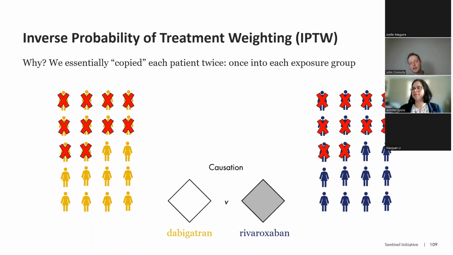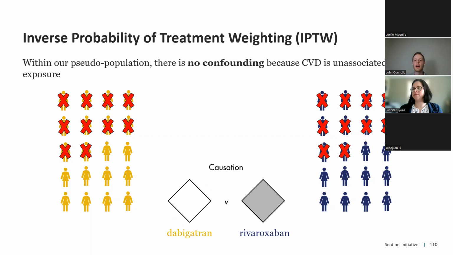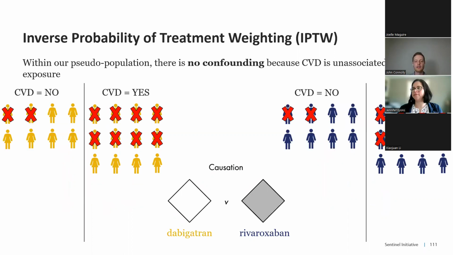And so the reason that we can use this pseudo population to estimate our causal risk ratio is because within this population, there is no confounding, because cardiovascular disease status is completely unassociated with exposure here. And to prove it, we can just break the populations down into cardiovascular disease status. And of course, the probability of having cardiovascular disease is the same for both rivaroxaban and dabigatran patients. So there is no association between this variable and exposure anymore after we've done IPTW. And so we've achieved the goal that we set out at the beginning: to break that association between our measured confounder and the exposure of interest within the pseudo population.